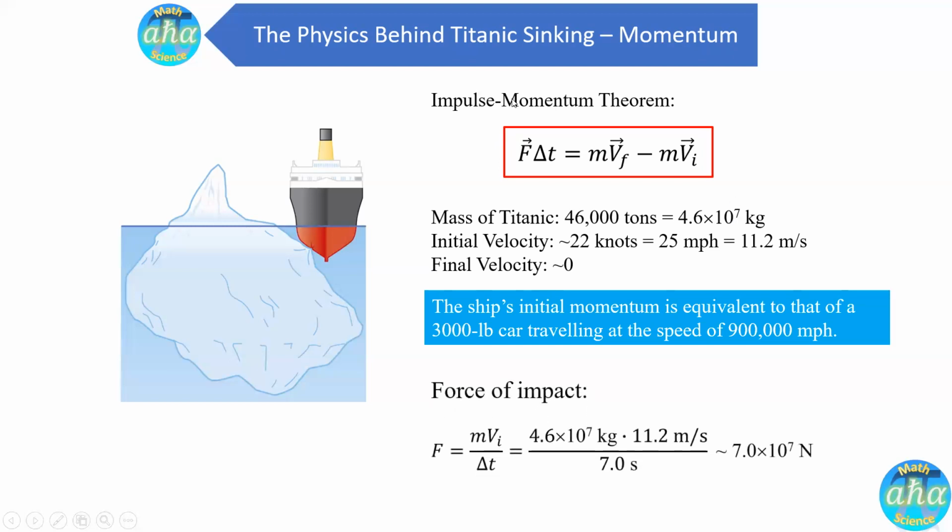Now, using the impulse-momentum theorem, since the final velocity is almost zero, this term can be dropped. So the force can be figured out by using m times the initial velocity divided by the duration of the collision. Plugging in the numbers, we find the force to be about 7.0 times 10 to the 7 newtons, or 70 million newtons. Again, we have used the information from Wikipedia: the time of collision only lasted for about 7 seconds.